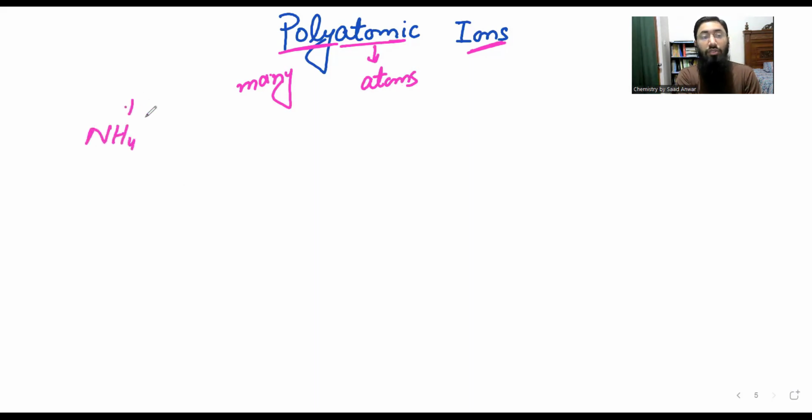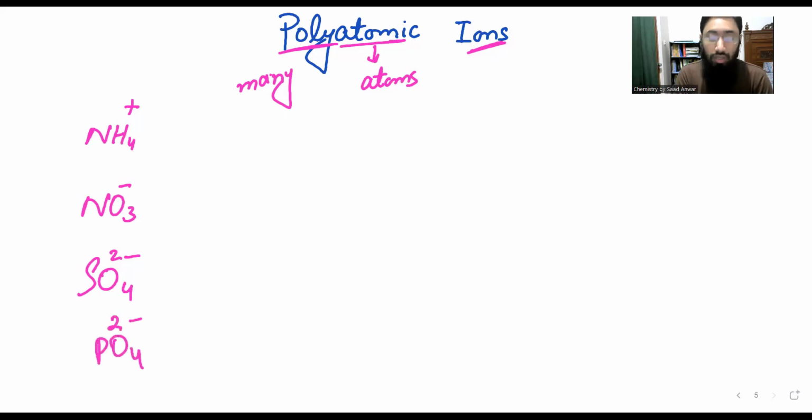Like NH4 positive. We call it a polyatomic ion. You see here we have a nitrogen atom and 4 hydrogen atoms. Similarly, NO3 negative is a polyatomic ion. SO4 minus 2 is a polyatomic ion. Similarly, PO4 minus 2 is a polyatomic ion. Let me show you a group of polyatomic ions. I have written it on the page.